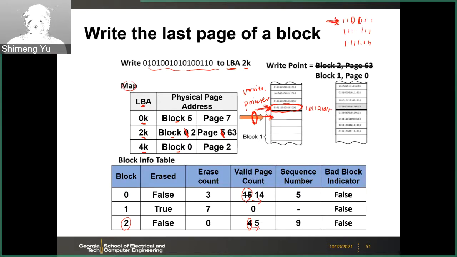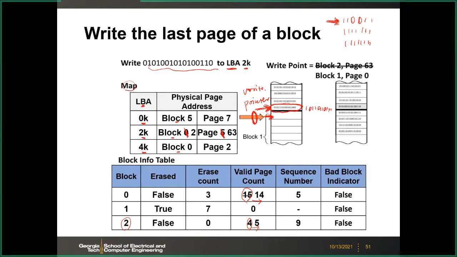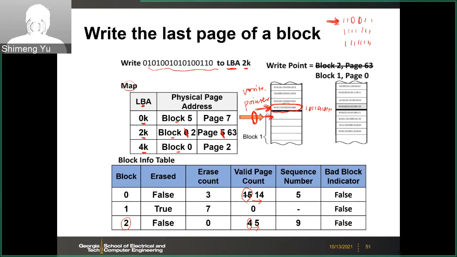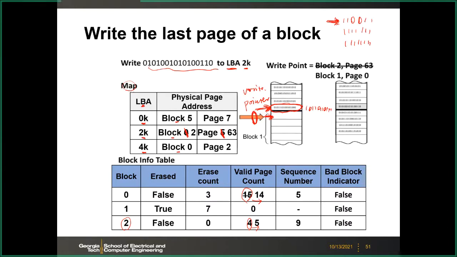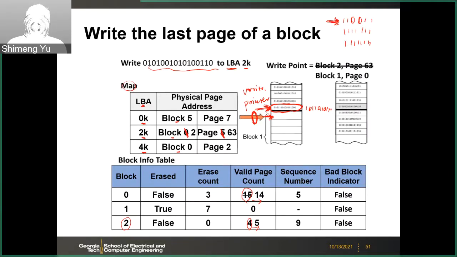Block 2 is not a new block in this case. In this case, there is no block erase. We will show one example with a block erase next. So you have to decide when to erase the block. When the valid page count is reduced to a certain level, then you have to erase that block. We'll discuss that in a minute.